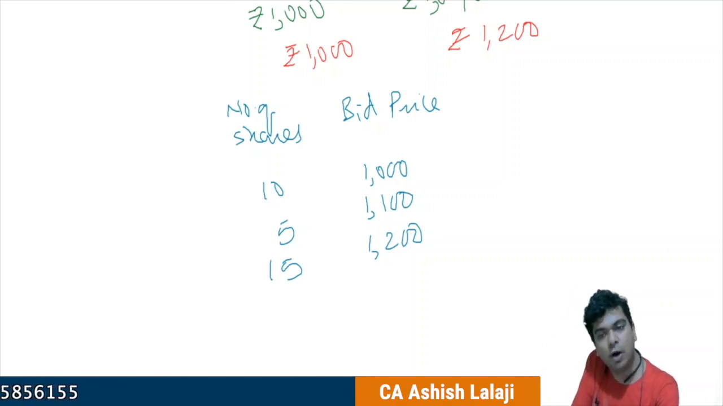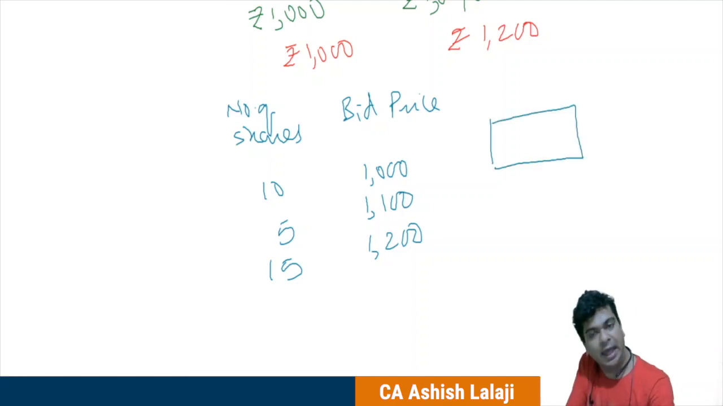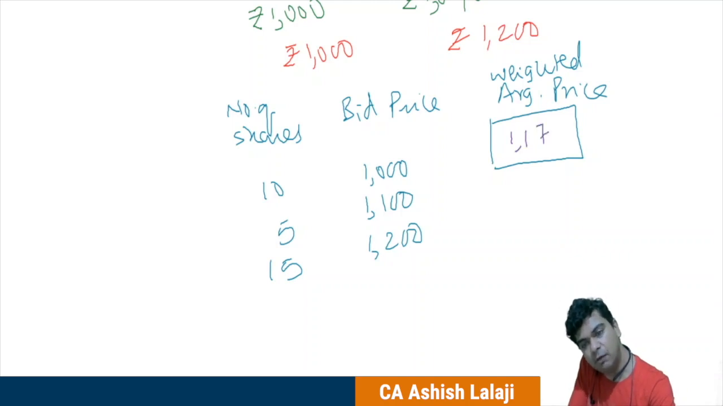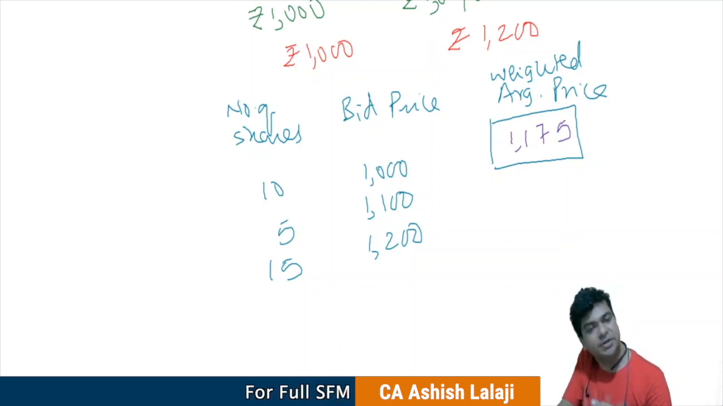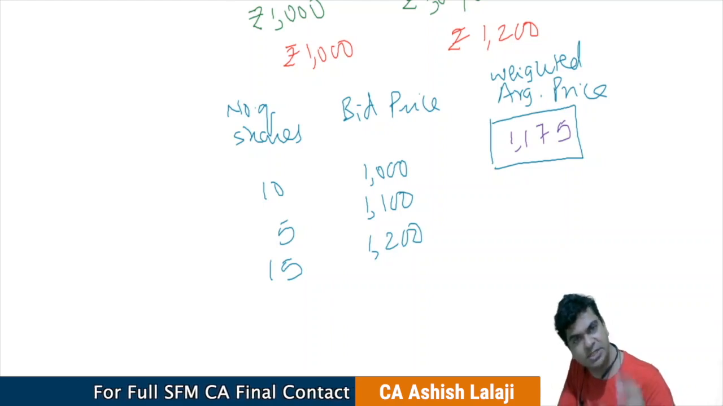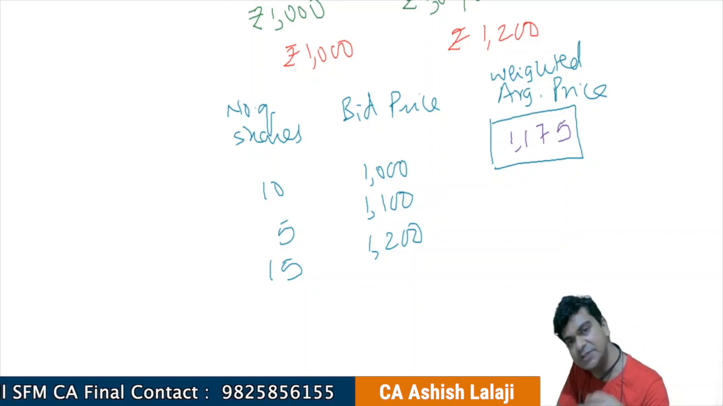Let us assume for a moment that the entire book building process gets completed and finally a weighted average price is calculated. So I'll work out a weighted average price. Let's assume for a moment that the weighted average price is turning out to be 1175. So, considering all the bids for the different number of shares, I hope you know how a weighted average will be calculated. The number of shares bid will be multiplied by the price at which it has been bid.